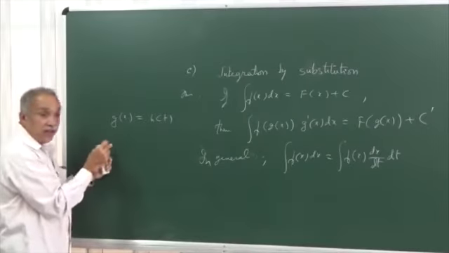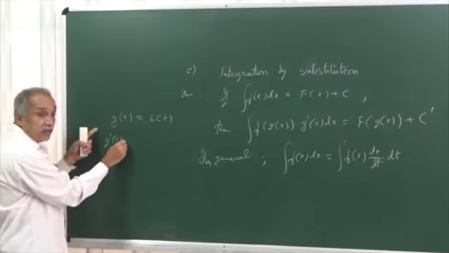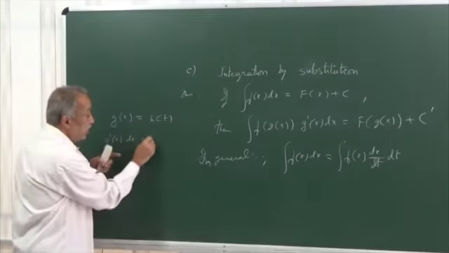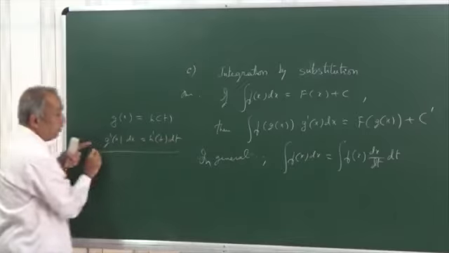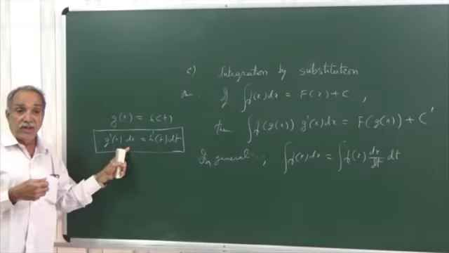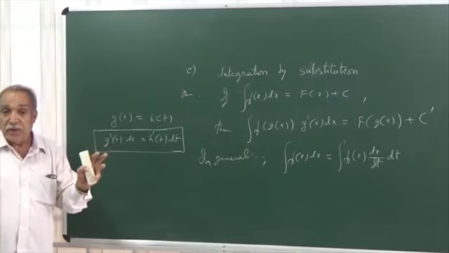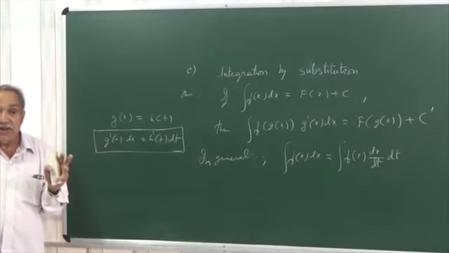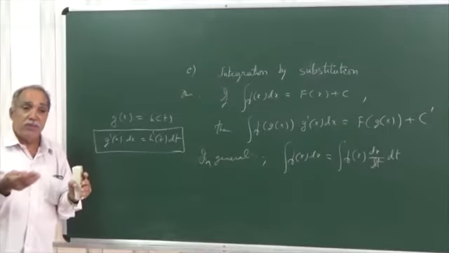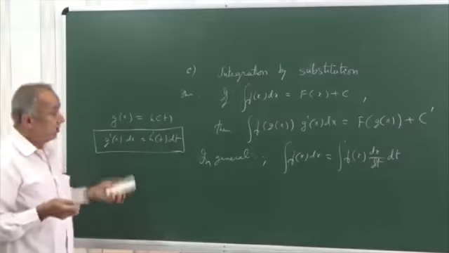Then the relation connecting the differentials will be obtained simply by differentiating this with respect to x, multiplying by the differential dx, and doing the same thing on the other side. This equation will be used in order to get a suitable replacement for dx. Using this, dx will get replaced by dt. A new integrand will be obtained. We hope to have it in a simpler form, so that integration will be easier to apply in that new form. Well, let us try some illustrations, some examples.